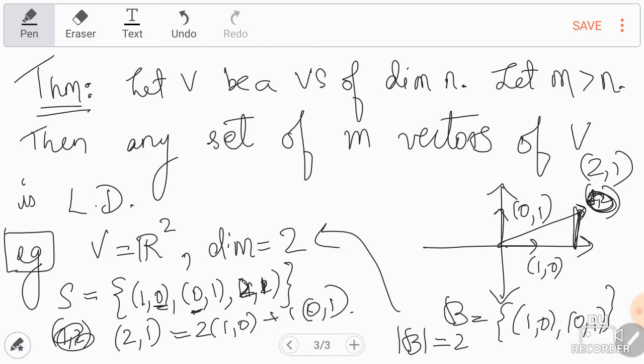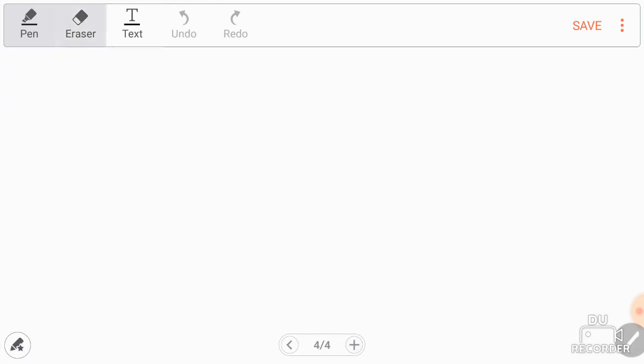Not only this set, you take any set containing 4 vectors, 5 vectors, or any set containing more than 2 vectors, it will always be linearly dependent, and that is what we are going to prove in this theorem. So let us begin the proof.